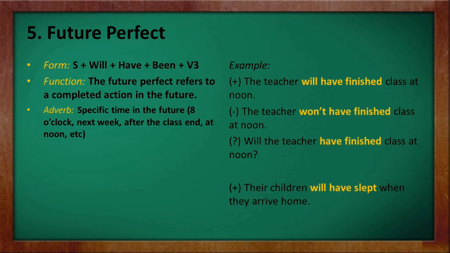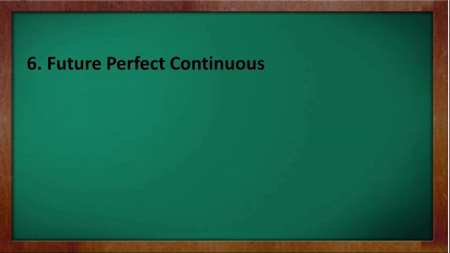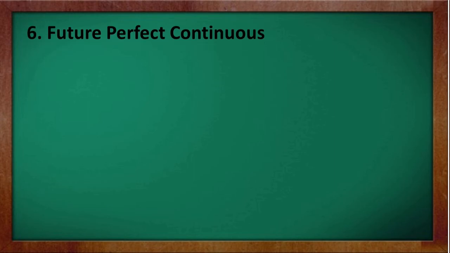Okay, another example is the children will have slept when they arrive home. So we predict the children will have slept when their parents arrive home. Okay, this is the future perfect tense, and let's go to our last tense. The last tense is the future perfect continuous tense. The general form of it is subject plus will plus have plus been plus verb ing.